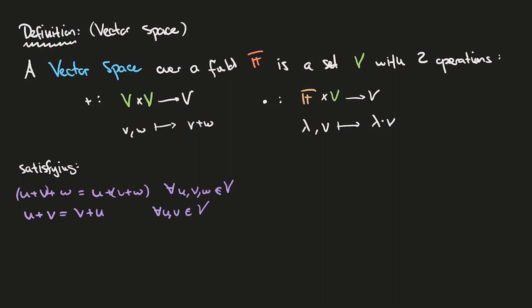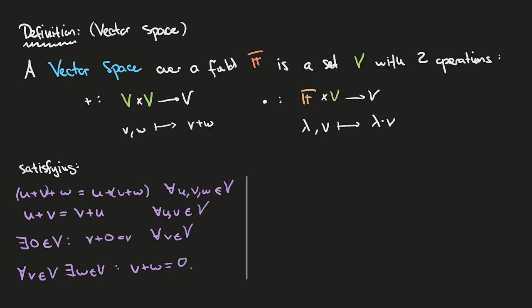And then we also want a neutral element for the addition, so there exists some element 0 in V such that v + 0 is equal to v for all elements v in the set V. And finally, we would like additive inverses. So for all v in the set V, there exists some w in V such that v + w is equal to 0.